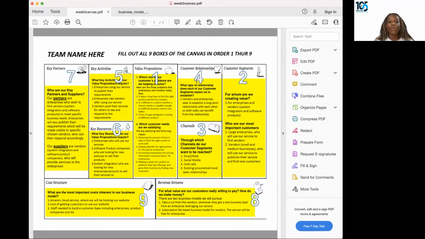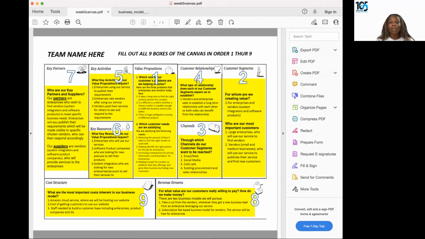And then we go into 4. What type of relationship does each customer segment expect us to establish? Is this going to be a B2B model, where I don't actually interface with my customer? In terms of selling my product, I sell to another business. So if I sell a widget that goes into a computer that my customer is then using, then that relationship is a business to business model. I'm still thinking about that end user, but I don't actually have any interfacing with them.